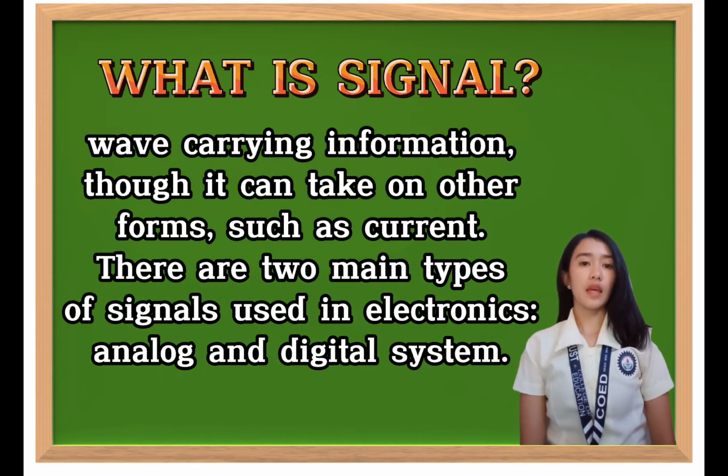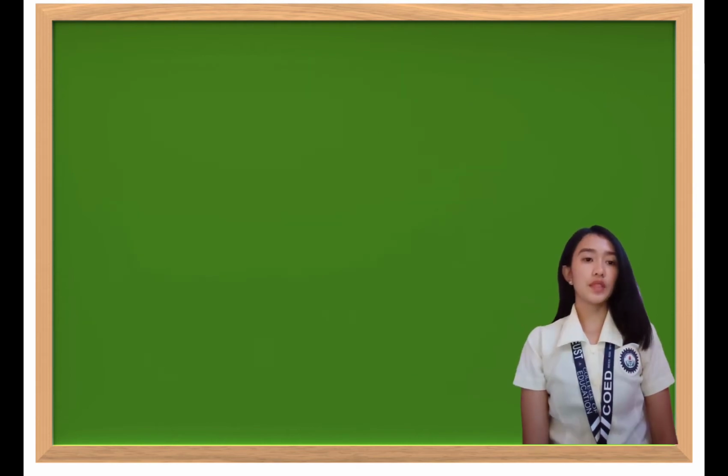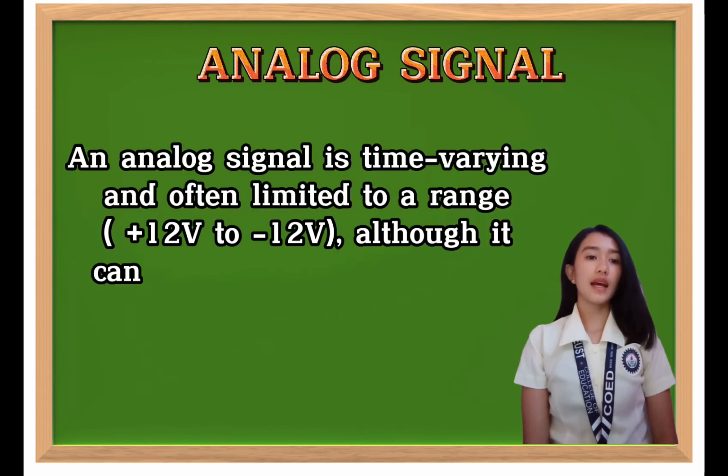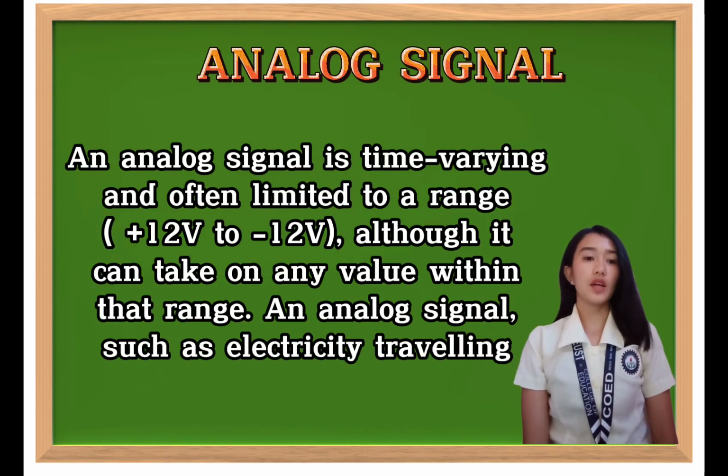And there are two main types of signal used in electronics. The first one is analog and the second is digital. So now, let's proceed to the analog signal. An analog signal is time-varying and often limited to a range, positive 12 volts to negative 12 volts, although it can take on any value within that range.